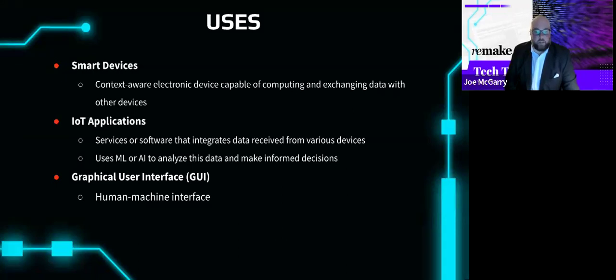We've got smart devices, which are wired or wireless, context-aware electronic devices capable of performing autonomous computing and connecting to other devices to exchange data. We've got Internet of Things applications, which is a collection of services or software that integrates data received from various devices. This usually uses machine learning or artificial intelligence to analyze this data and make informed decisions. And then, of course, we have the graphical user interface, or the GUI, which is the human-machine interface used to interact with the devices and their data, usually via icons and visual indicators.